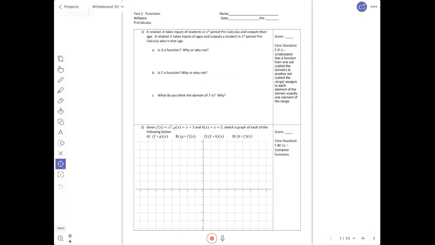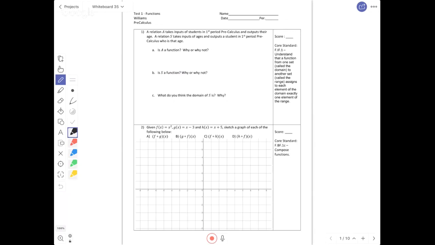So here we go. Unit 5, the first unit of the third quarter, and this is the test. So you're reasonably likely to see similar questions to these same core standards from test 1 on the midterm exam for the third quarter. Some relation A takes inputs of students in first period PreCalculus and outputs their age. A relation S takes inputs of ages and outputs a student in first period PreCalculus who is that age. Is A a function?